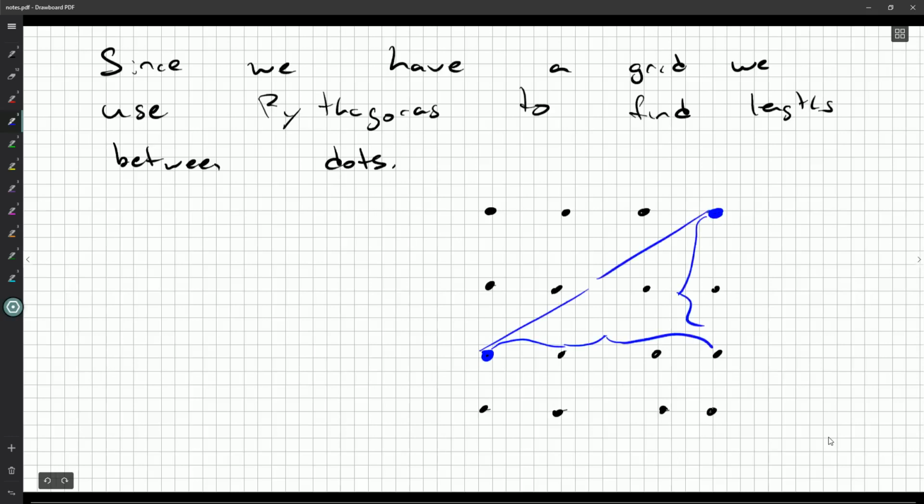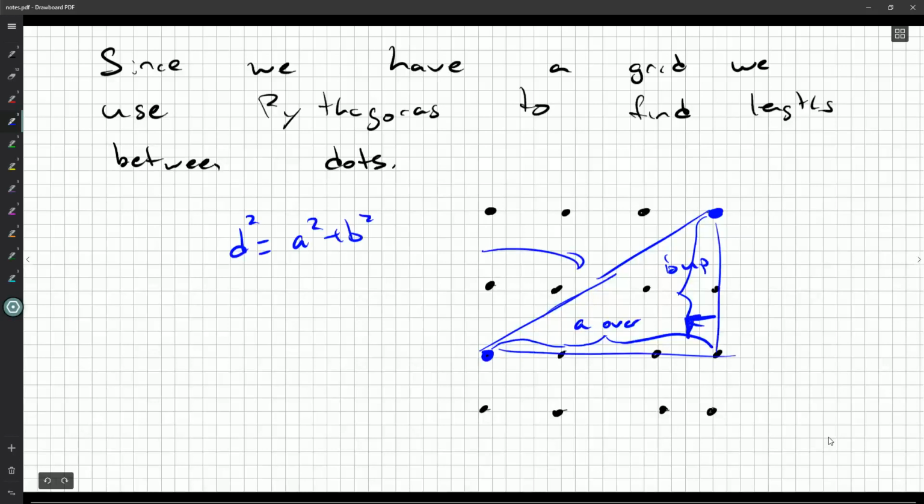The distance between them, let's say it's A over, B up. This distance here, the distance squared, is going to be A squared plus B squared because we've got a nice little grid and therefore a right angle triangle. So D is always going to look like the square root of A squared plus B squared. The question is, what are the A's and B's? Well, they're only ever going to be integers. You know, you go 1 over, you go 2 over, you go 3 over, and 0 up, or 1 up, and so on. So we get just a few possibilities.